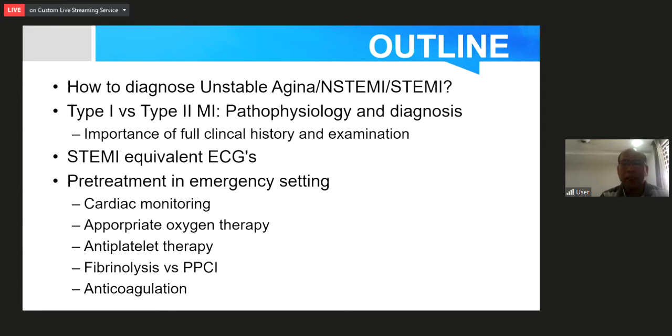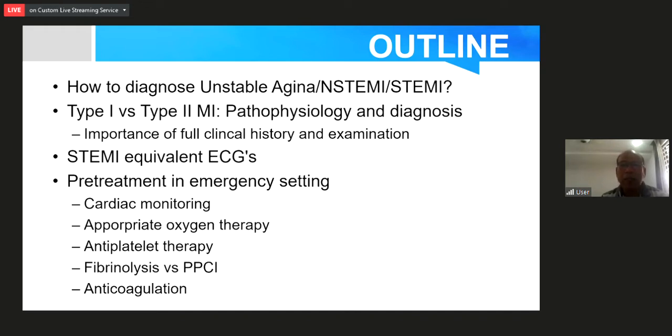Okay. So in this topic, we will discuss how to diagnose unstable angina, non-STEMI, and STEMI. Because acute coronary syndrome is actually divided into two groups. Number one, we call it unstable angina and non-STEMI. Another group is STEMI, ST elevation myocardial infarction.